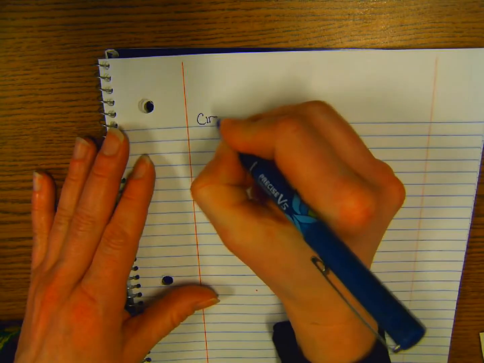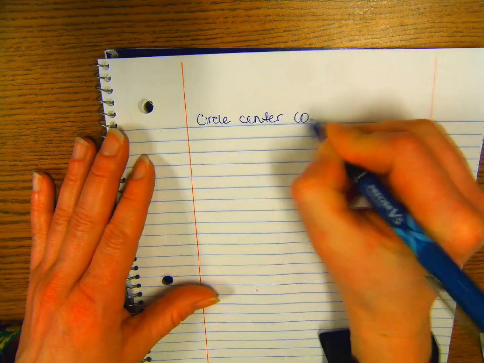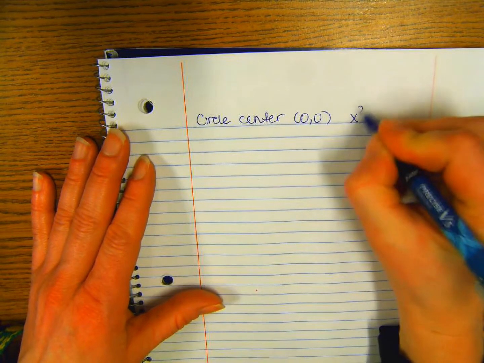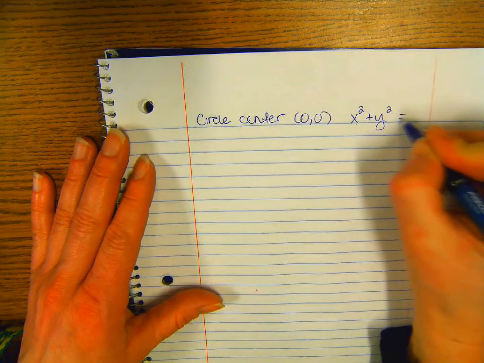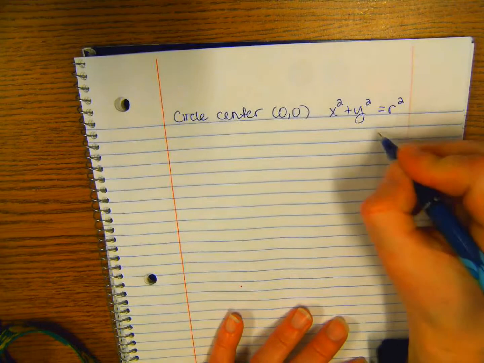This is a good reminder. In general, the equation for a circle with center 0, 0 is x squared plus y squared equals r squared. Do you remember what r stands for? Radius.